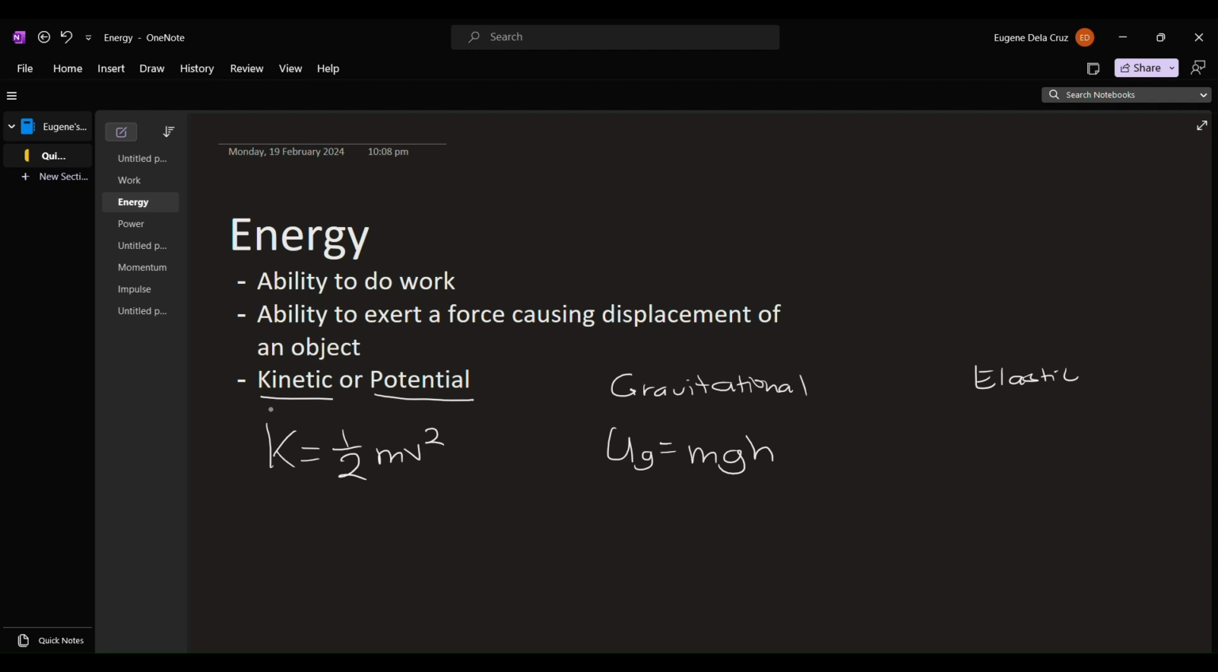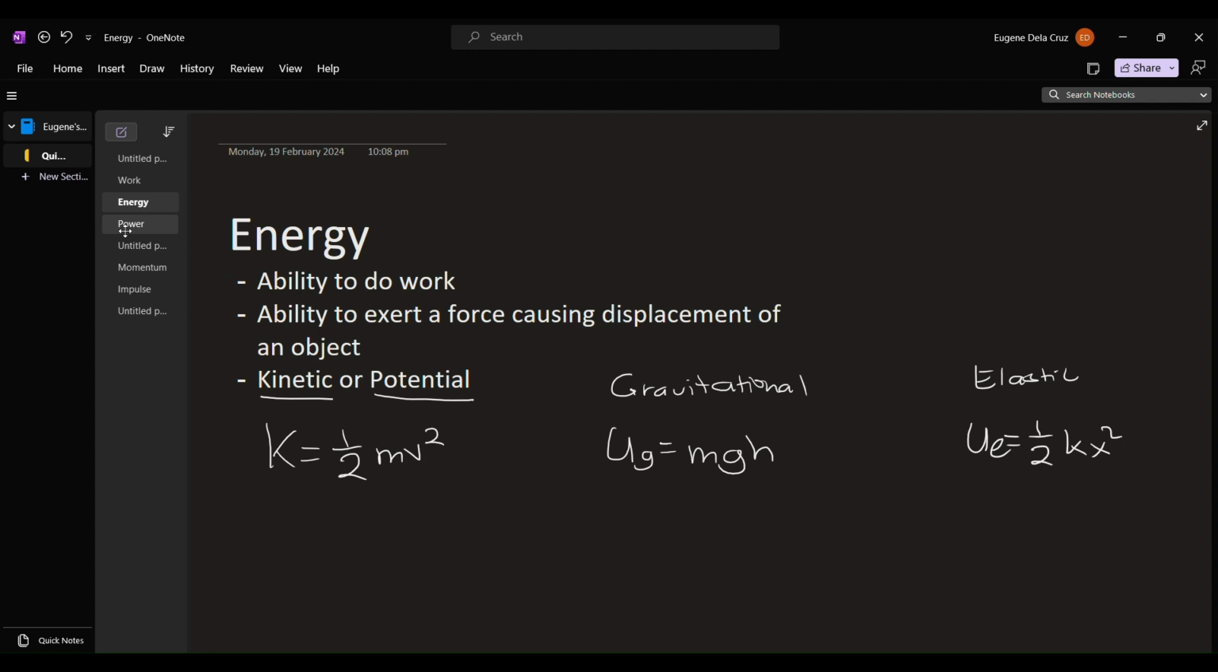And lastly, elastic potential energy. This is from the applied force to a deformable body. So elastic potential energy applies to deformable objects, or objects that can be stretched or compressed. In mathematical terms, U sub E, or elastic potential energy, equals 1/2 kx squared, where k is the spring constant and x is the elongation.